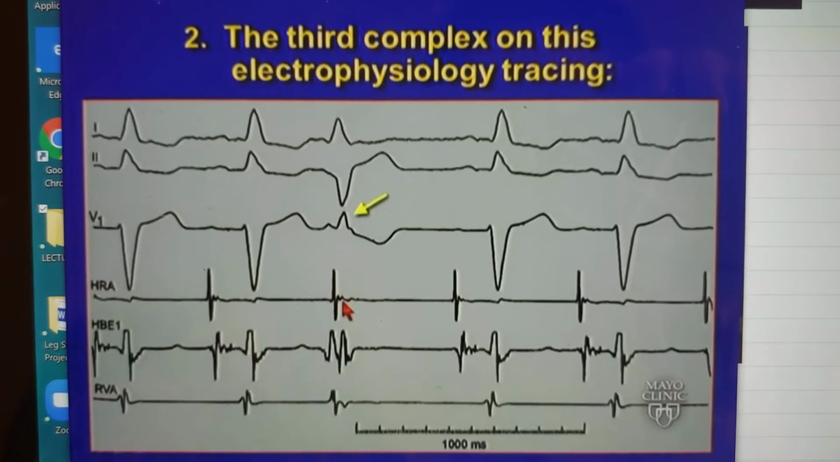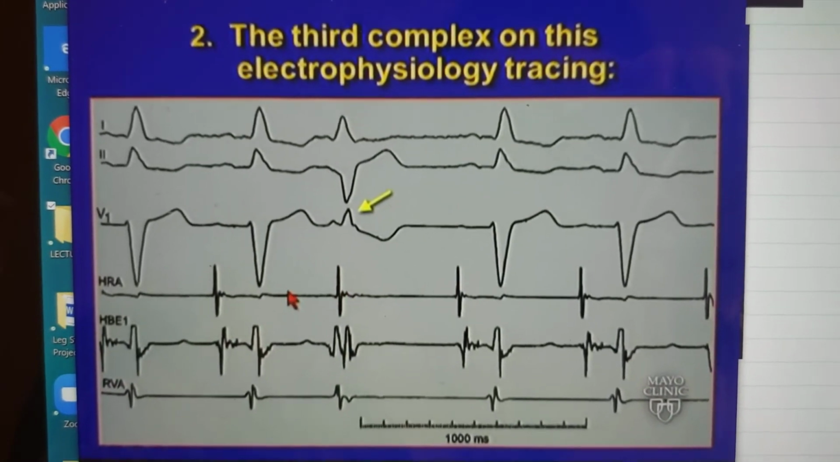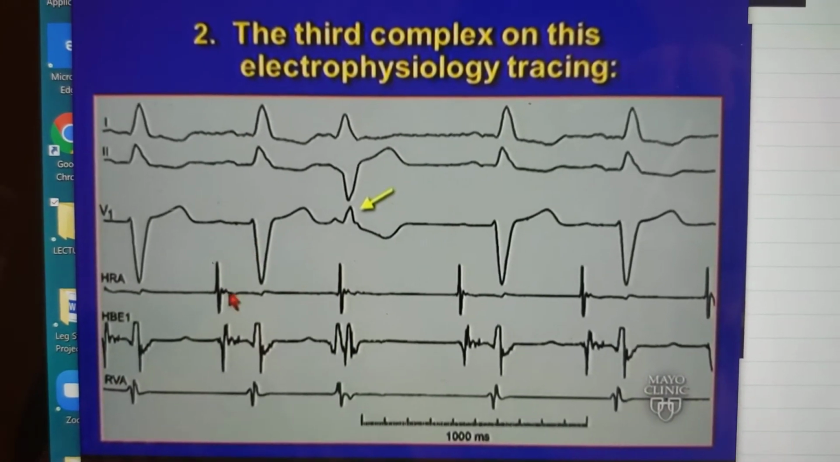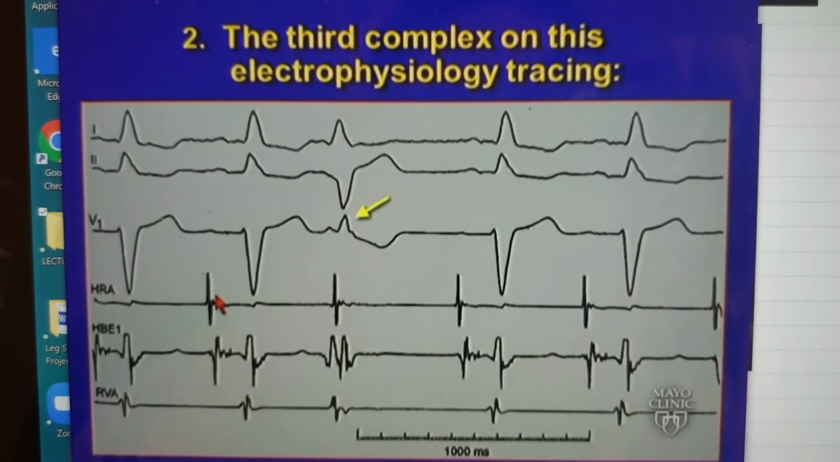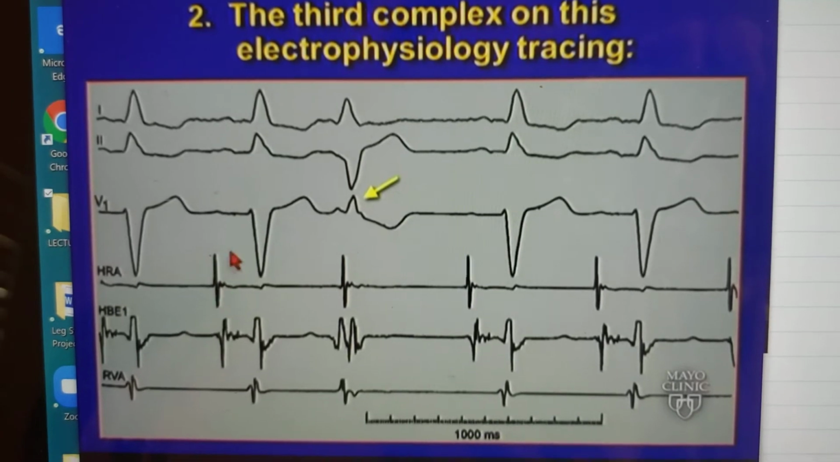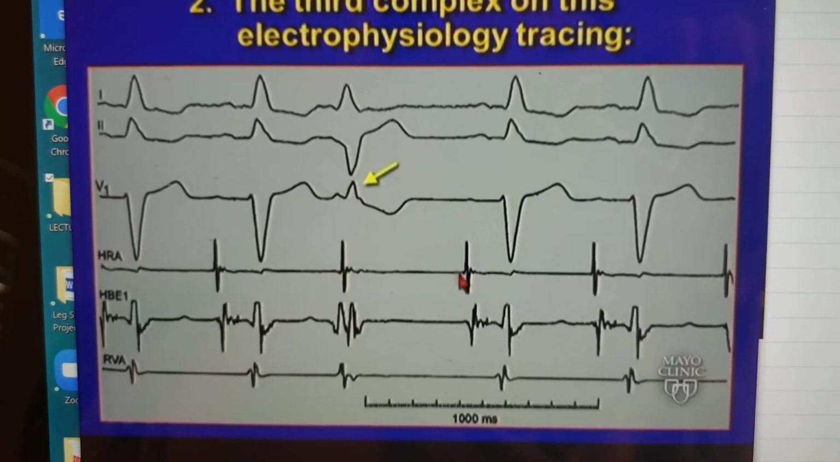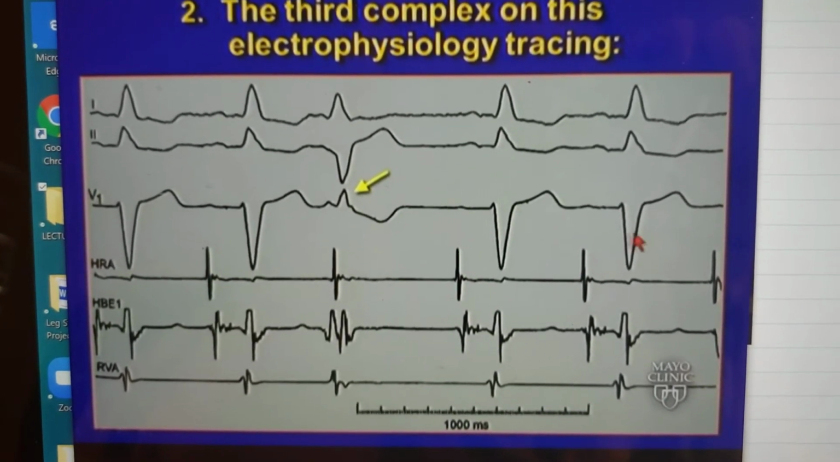If this were an APC, this would have to be early. That's what an APC is. And here, these, which underline the P wave, which is a catheter sitting in the right atrium recording the timing of its activity, comes right on clockwork. So this excludes an APC.